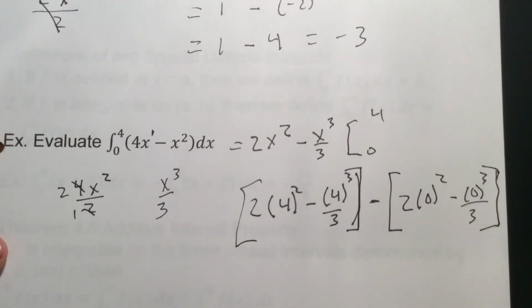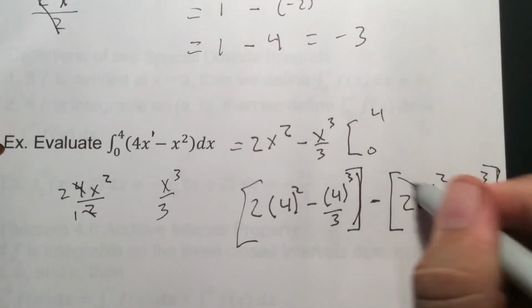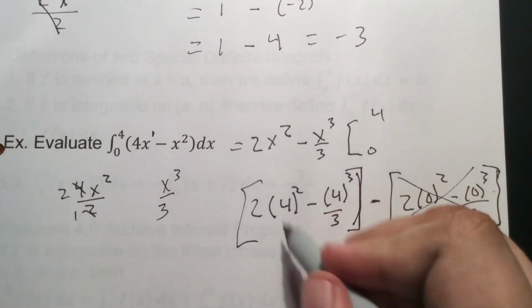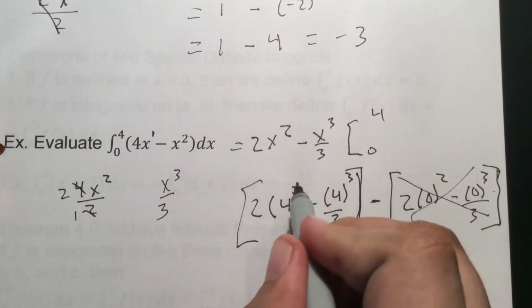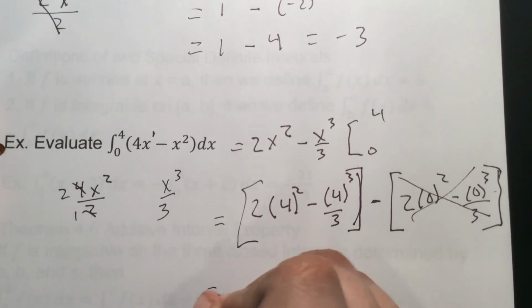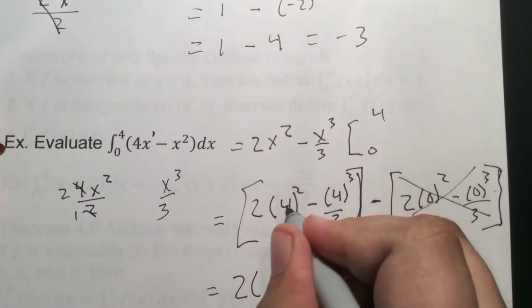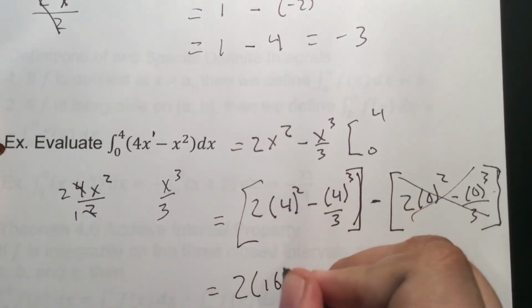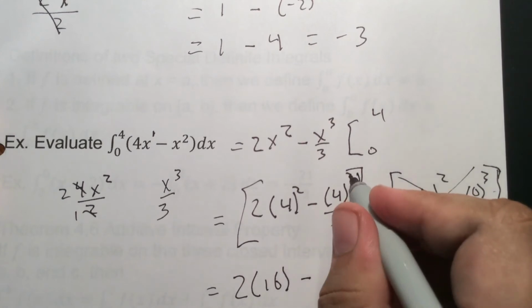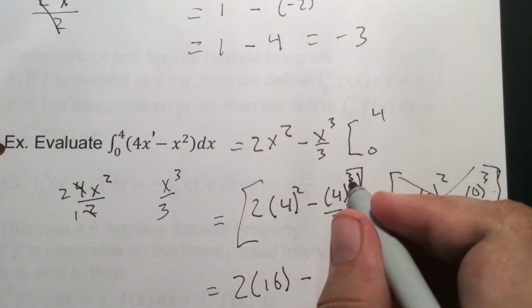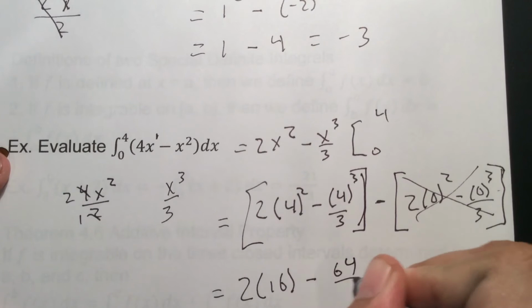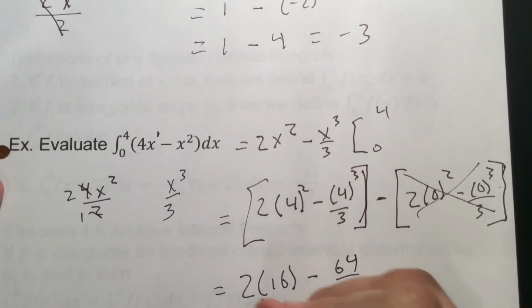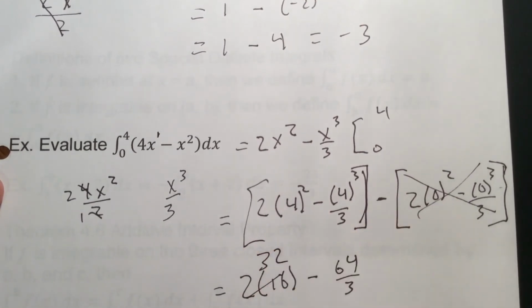Now, nice thing about this, zeros are going to be 0. They're all going to cancel. So all we have to worry about is this right here. 4 squared is 16. 4 to the third, so it's 16 times 4, 64 over 3. So in other words, this is 32 when we times it by 2.